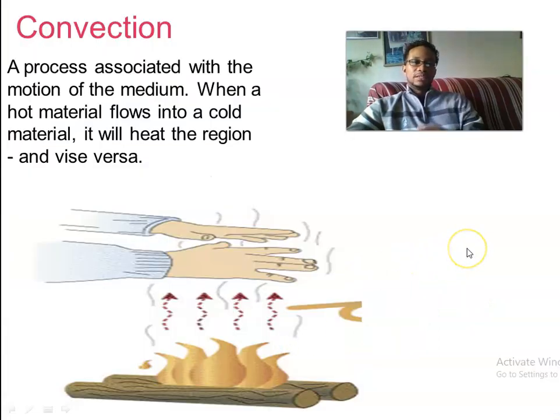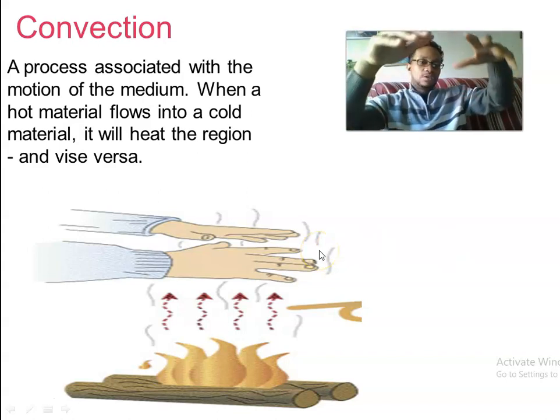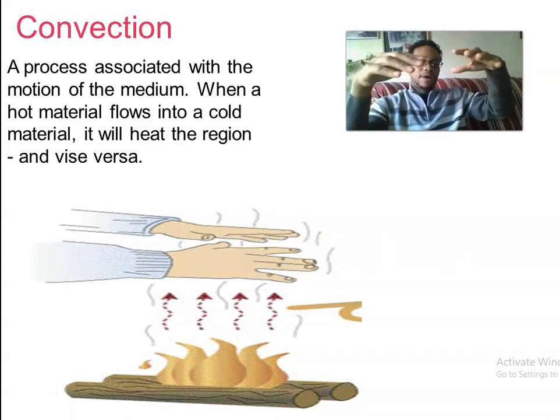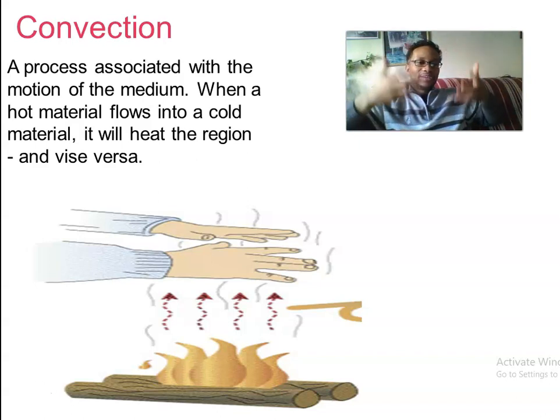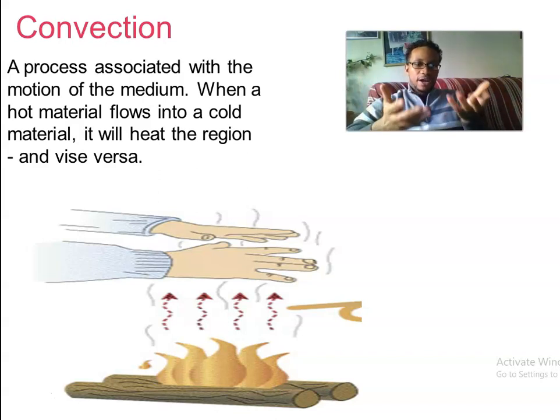Next stop is convection. Convection is basically the process with motion of a medium, so in this case, air. When hot material flows into a cold material, it will heat the region and vice versa. So when you put your hand over a fire, or over a stove or a pot, you notice that the heat of the air comes going up. That is convection. It is moving through the air, through wind currents, air currents, up into the air. And that is really how heat can be transferred in that way.